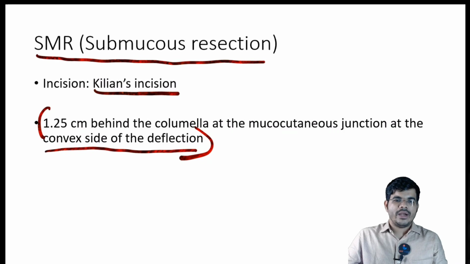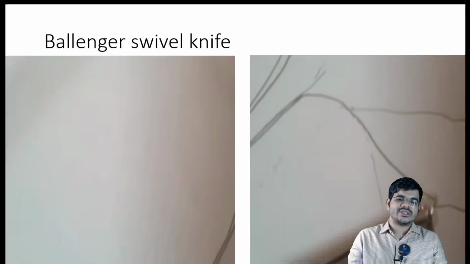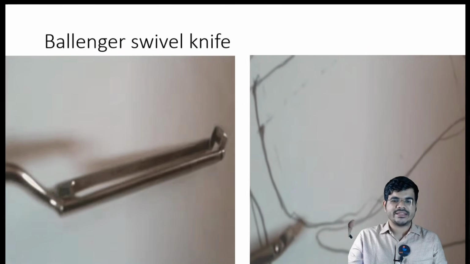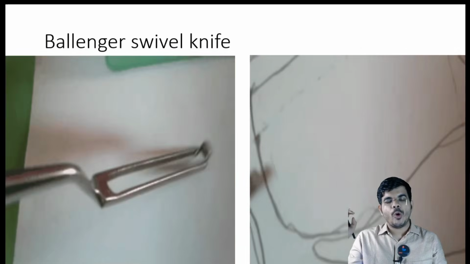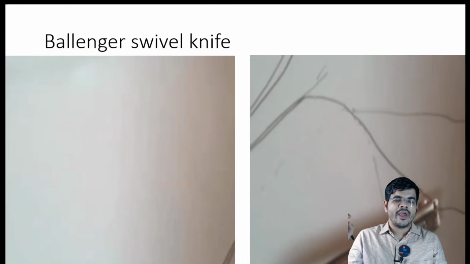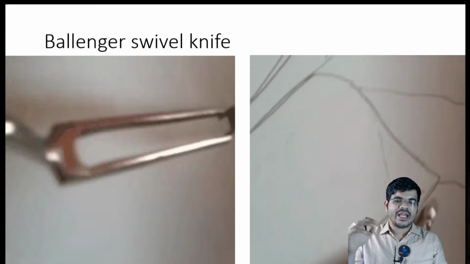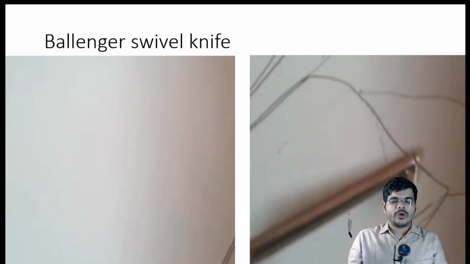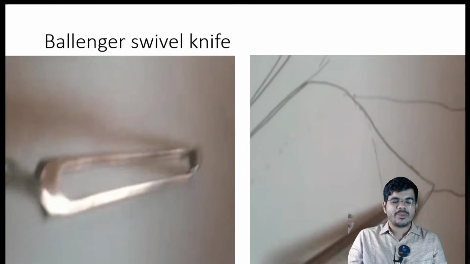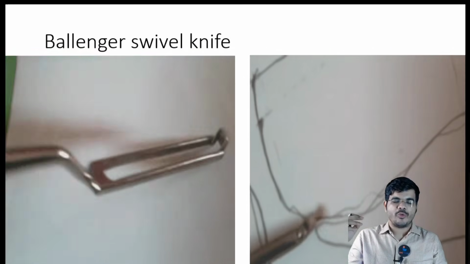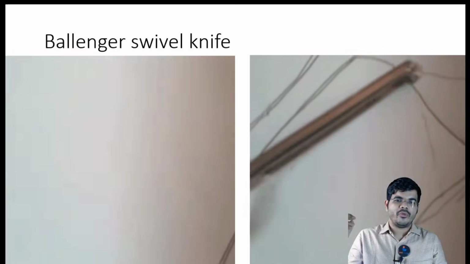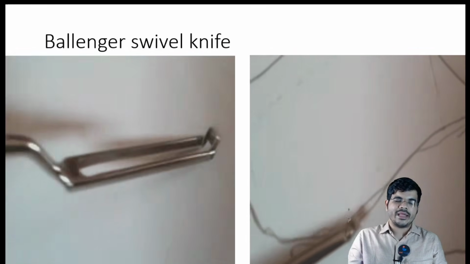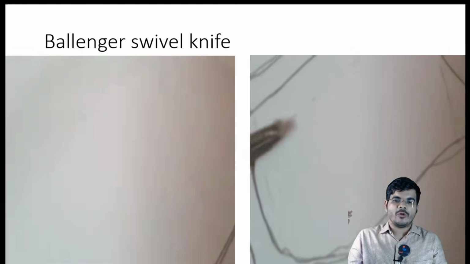So what is the most essential part of submucous resection? You will be using a Ballinger swivel knife here, which can be rotated 360 degrees. And the whole of the quadrilateral cartilage is removed except for an area in the dorsal and caudal part of the nasal septum. The dorsal part is retained because if the dorsal part is removed, it will result in saddle nose deformity, and if the caudal part is removed, what will happen? It will result in retraction of the columella. To prevent that, you are retaining those areas. Except for that, the whole of it is removed.